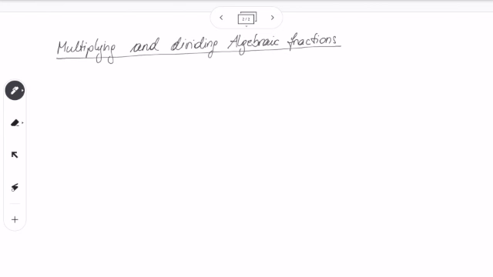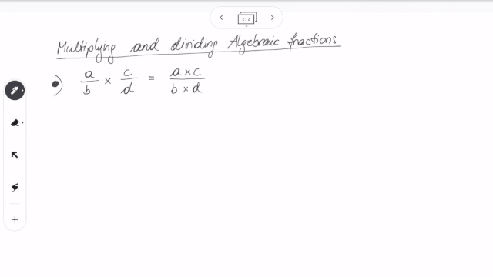And this is about multiplying and dividing algebraic fractions. So what does that mean? I'm going to give you, let's call it general rule rather than formula. So if you have one fraction, let's say a over b, and you want to multiply that by another fraction, let's say c over d, you do that by multiplying the numerators, a times c, over multiplying the denominators.